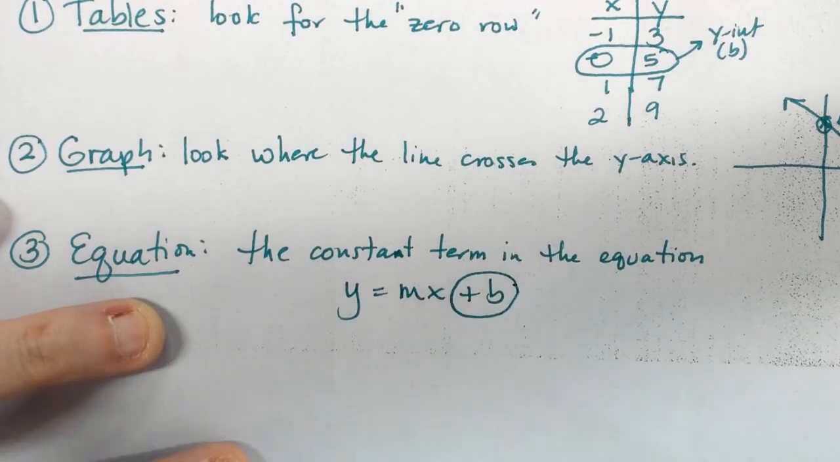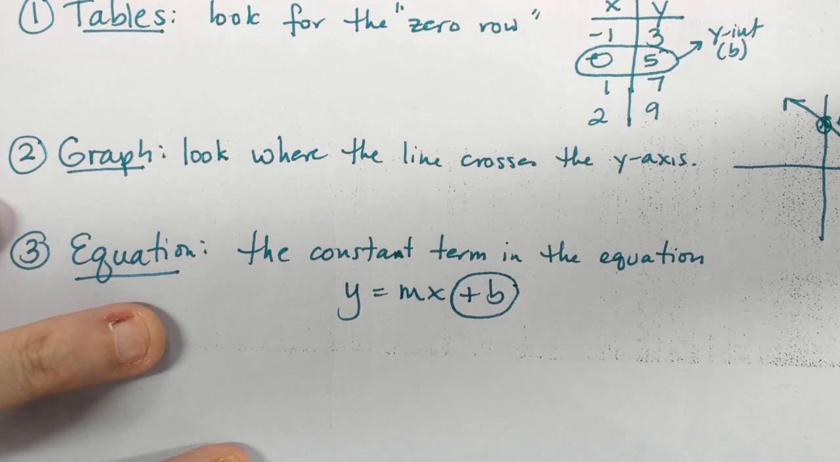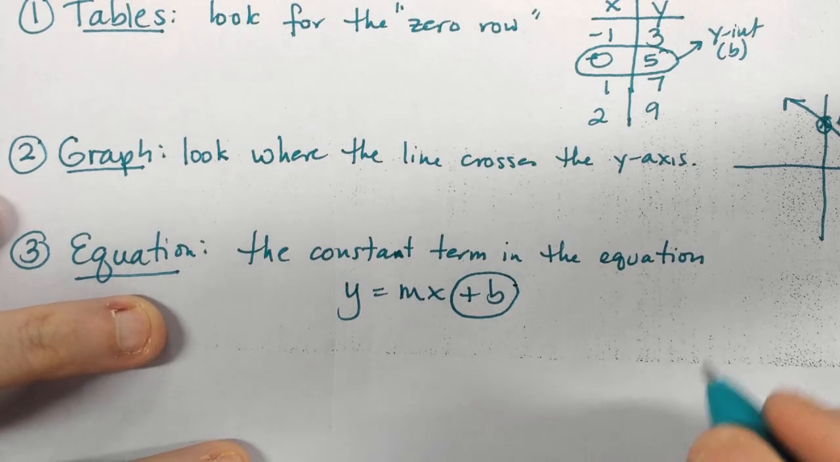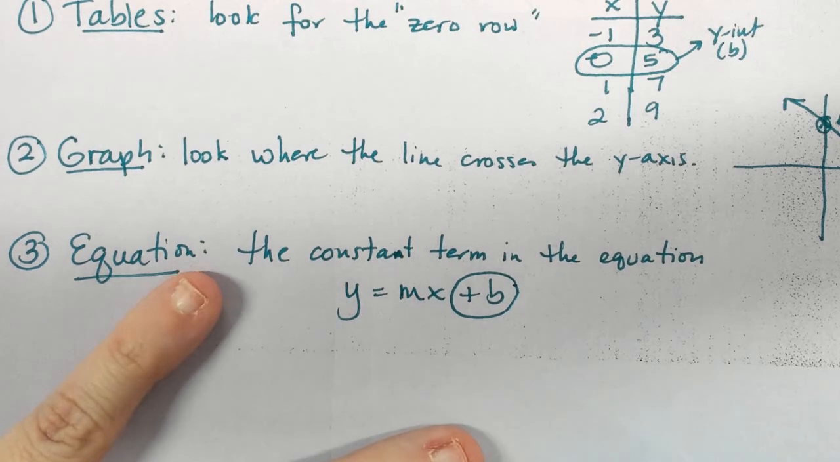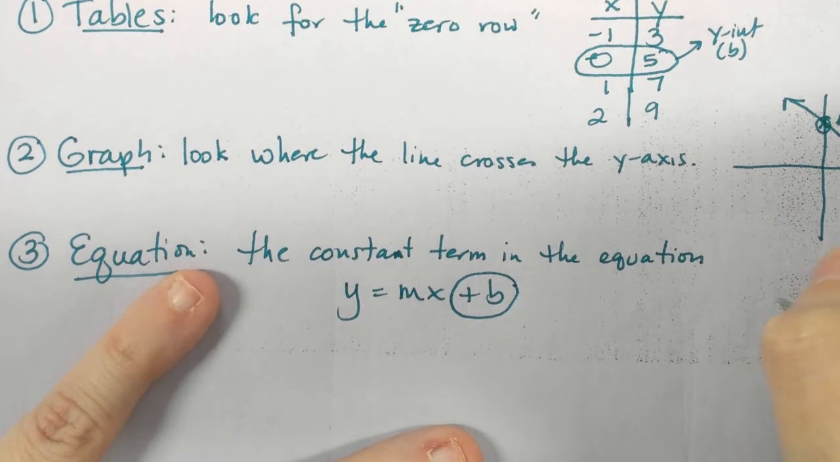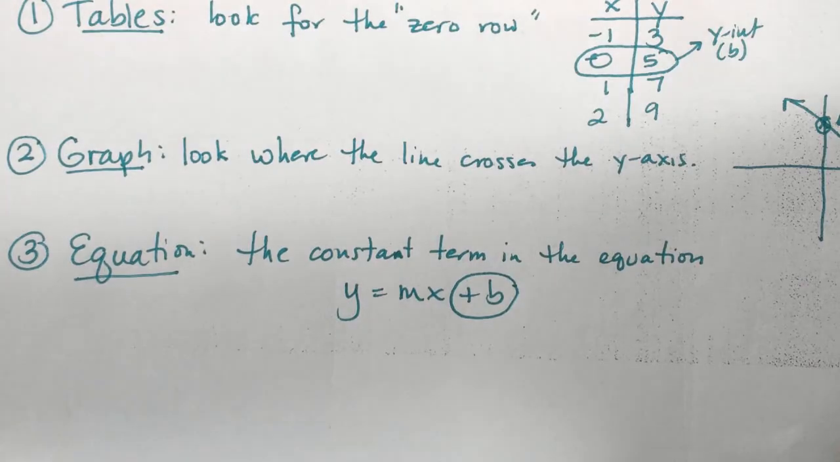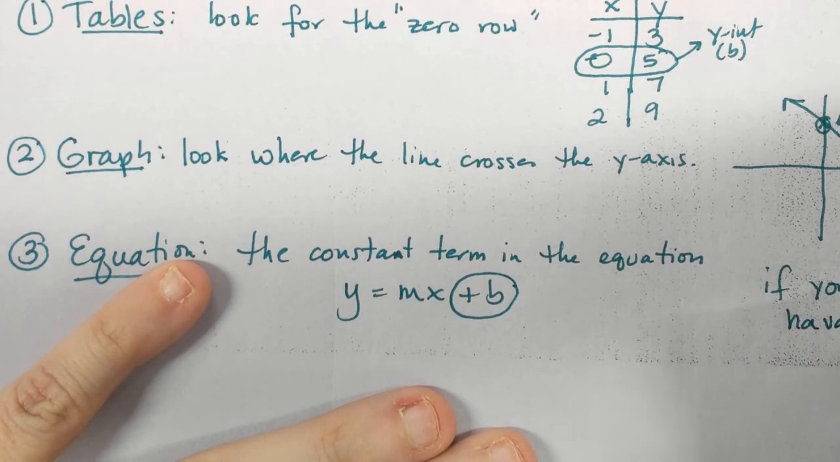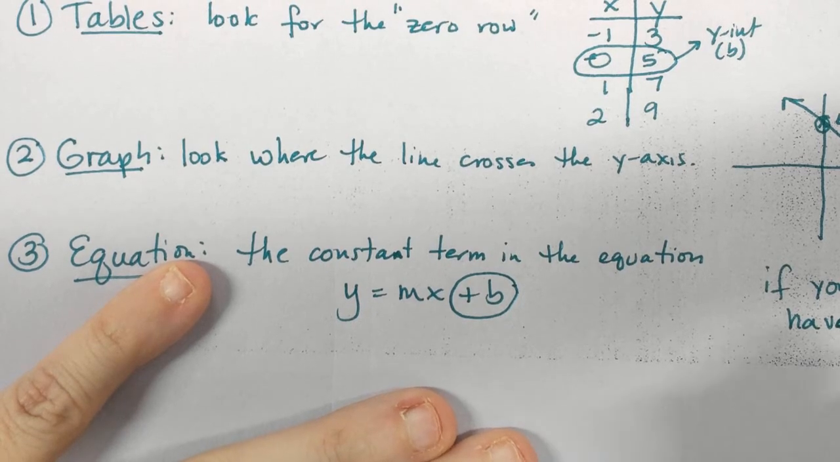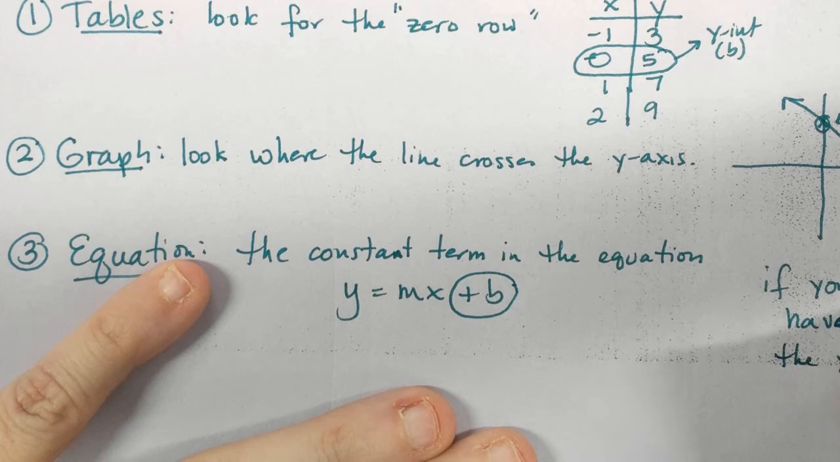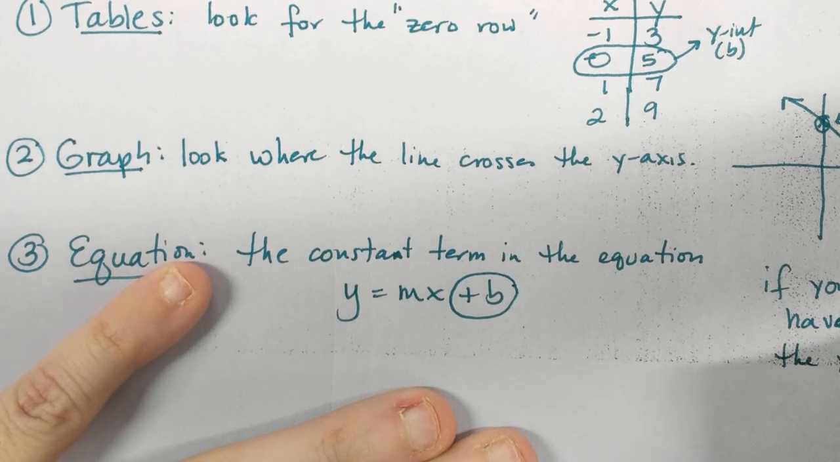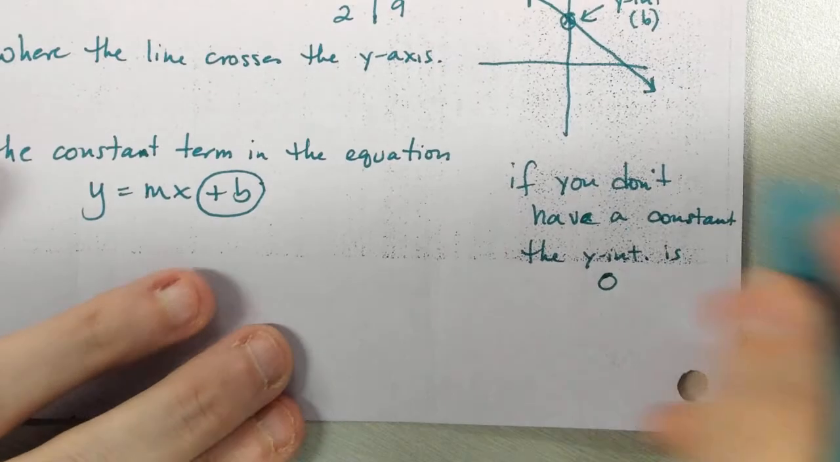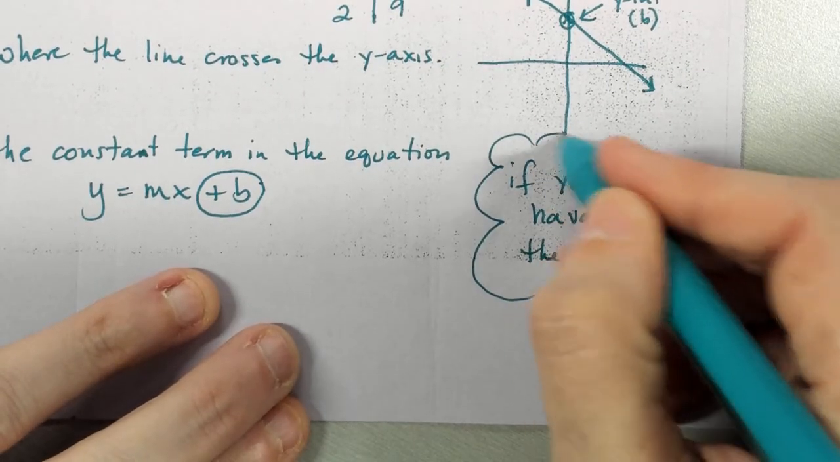So in our slope-intercept form, the plus b is the constant term. The constant term is the number by itself. Okay, and we had that in our vocabulary another time. Now, I want to make this note really quick. I wrote this somewhere, but I cannot find it. Okay, if you don't have a constant, then the y-intercept is 0. Yes. If you don't have a constant, the y-intercept is 0.